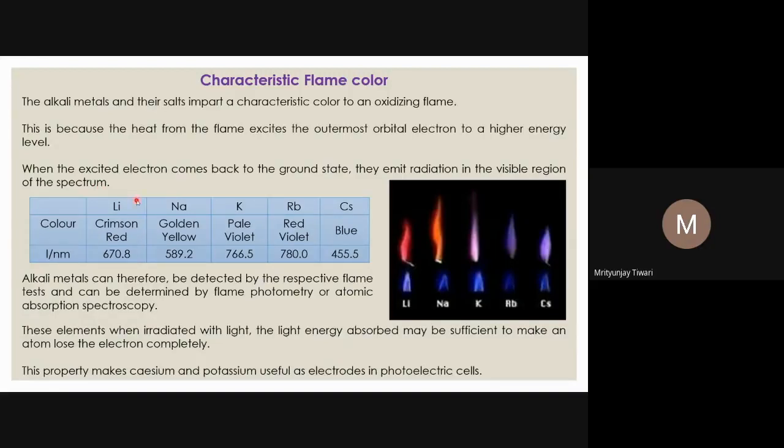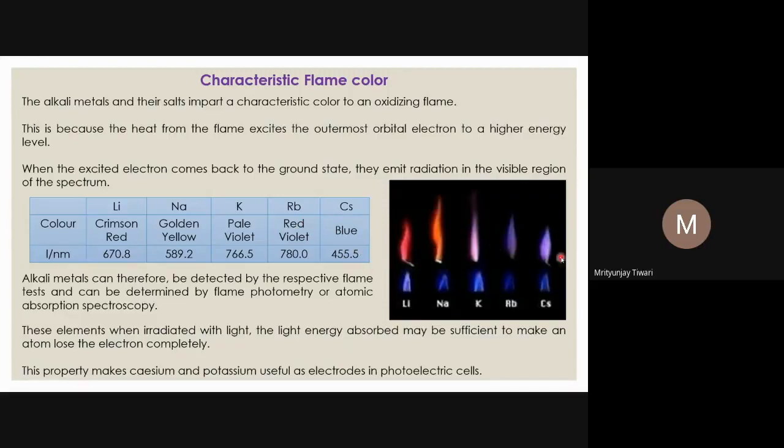That is why lithium gives crimson red, and you can see the wavelength in nanometers, 670.8 nanometer. Sodium gives golden yellow color, and the wavelength is 589.2. Potassium is 766.5, and the color is pale violet. Rubidium is 780, and cesium is 445.5, which is blue in color. So this is what we see, different colors: red, violet, and others.